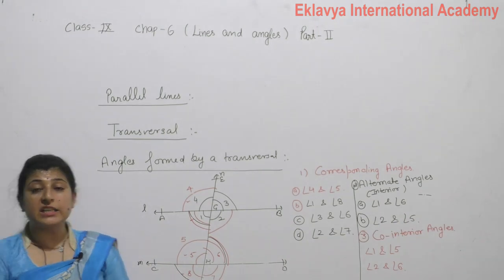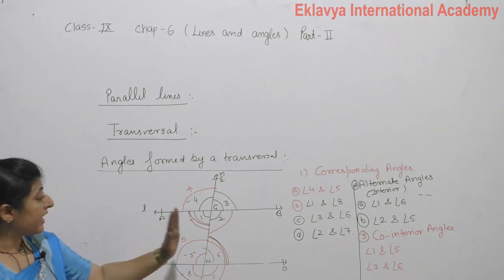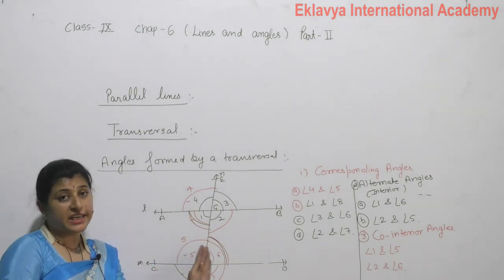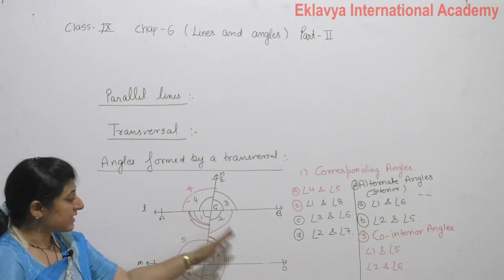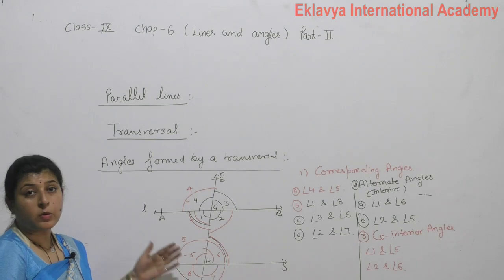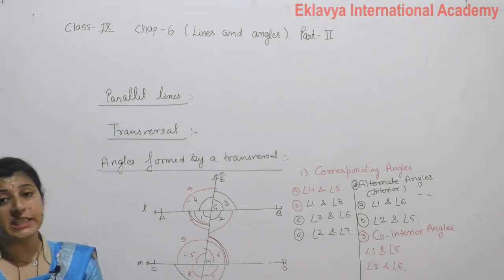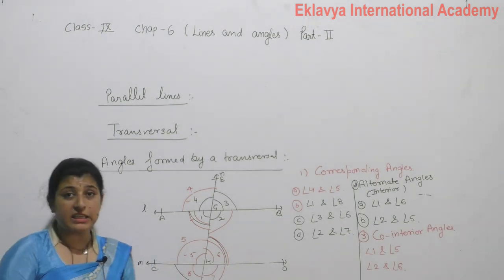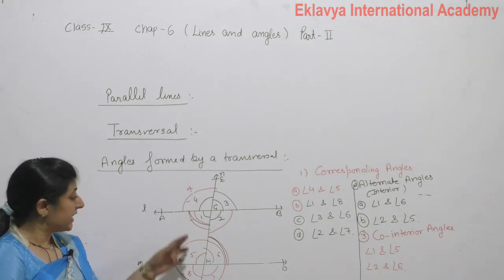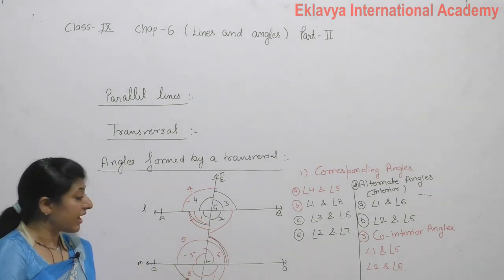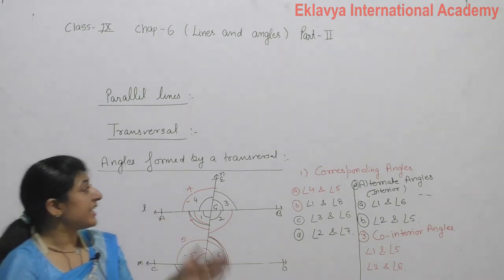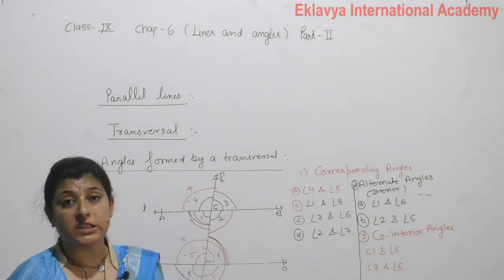Alternate interior angles are just opposite. One angle is on one side of the transversal, then another angle with another line is on the next side of the transversal: 1 and 6, 2 and 5. Co-interior angles, again we are talking about interior angles that lie on the same side of the transversal: interior angles 1 and 5, 2 and 6. Basically, we are taking angles formed by the transversal.